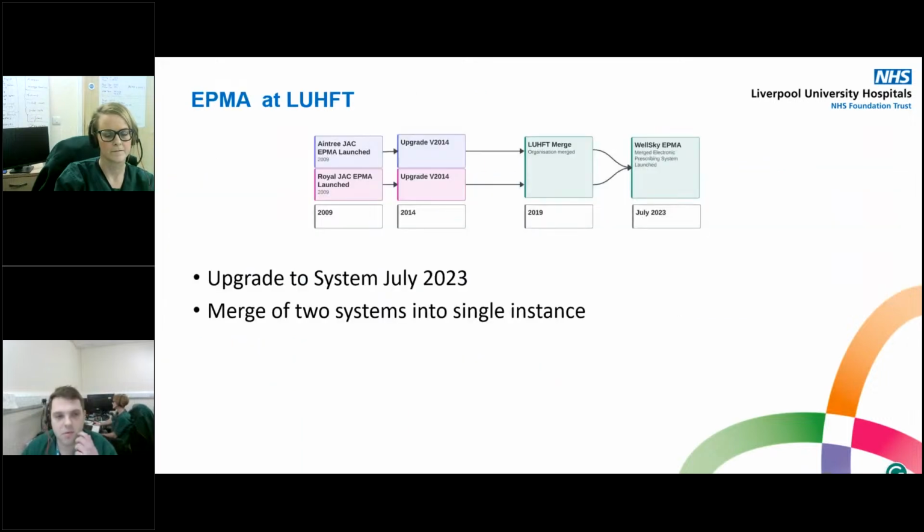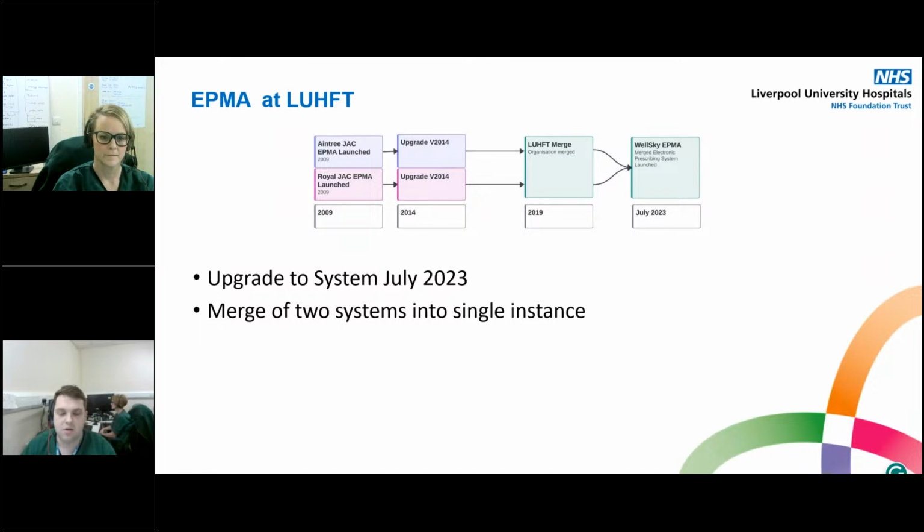So just to give a bit of background to our trust, and why this has been quite a significant issue for us. We were originally two trusts, Aintree and the Royal, which launched our original EPMA system way back in 2009, which was JAC. These were both then upgraded in 2014, and we stayed on these right up until July 2023.